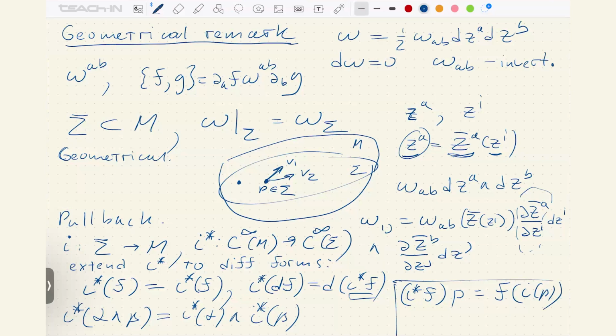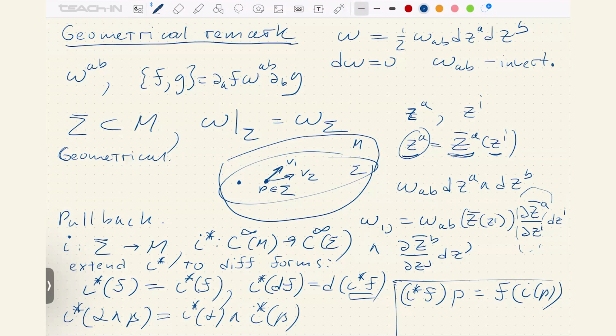Okay, so I think that's quite an exhaustive explanation of this restriction of forms, but I believe it was worth spending some time because this concept of pullback or restriction is very useful in all this business about constraint systems and more general gauge systems. And we will always be using this sort of language.